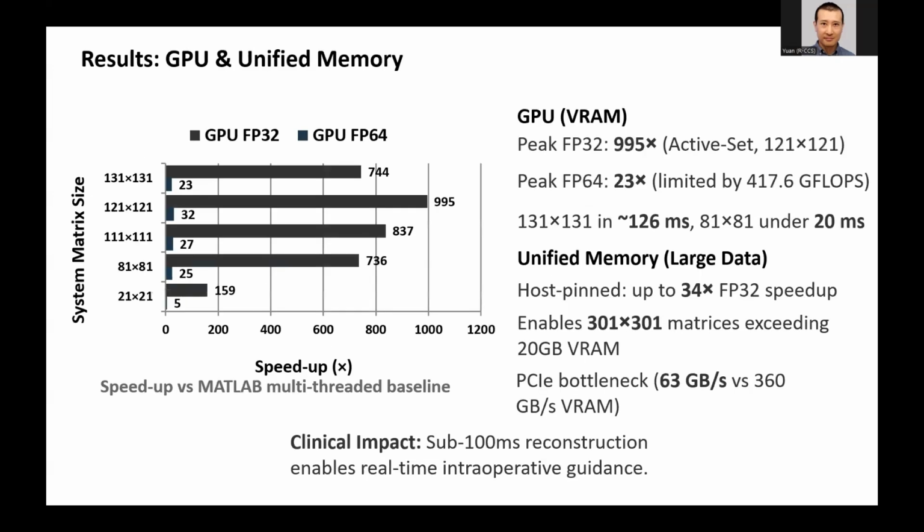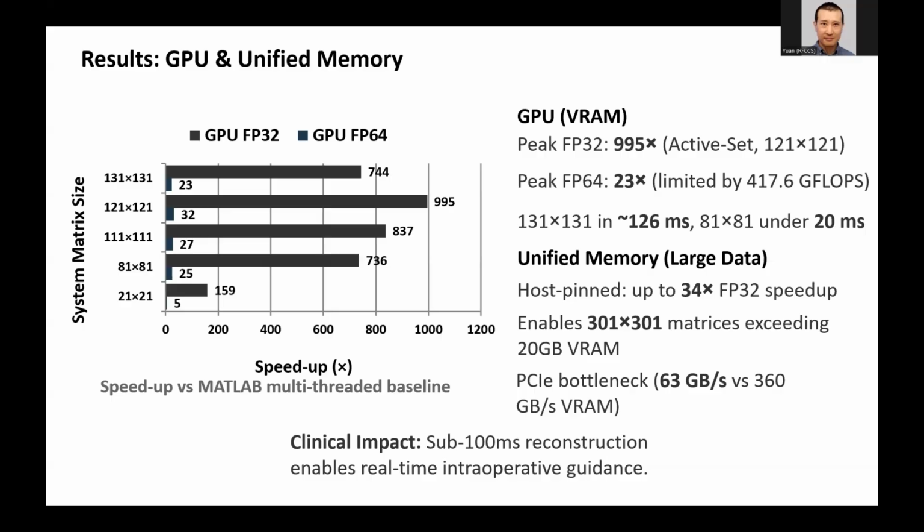For results on the GPU side, we could see the speedup is quite dramatic. If we try to count the numbers, we could see nearly 1,000 times speedup on data that are 120 by 120 as the system matrix size. On the other hand, FP64 achieves up to 23 times speedup. This is definitely limited by the GPU's FP32 throughput.